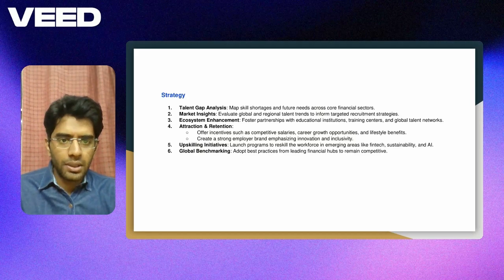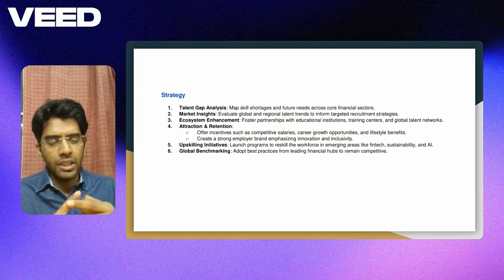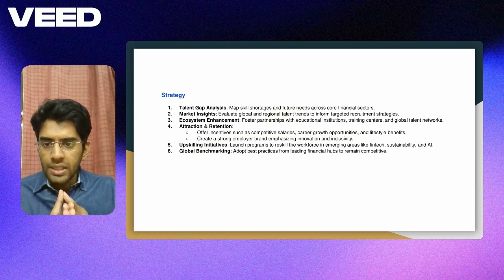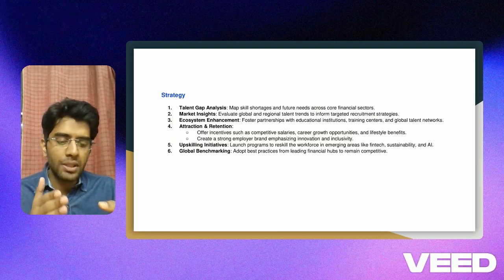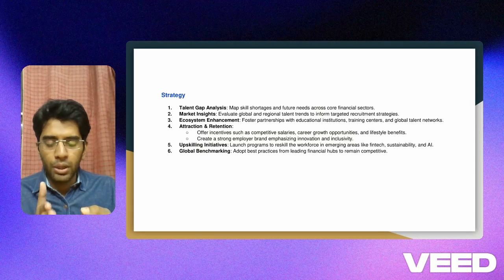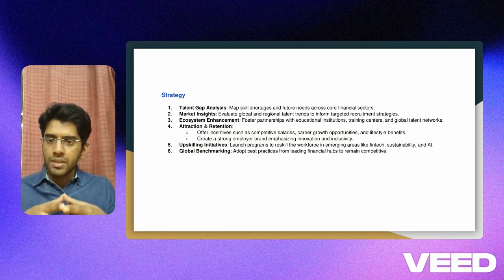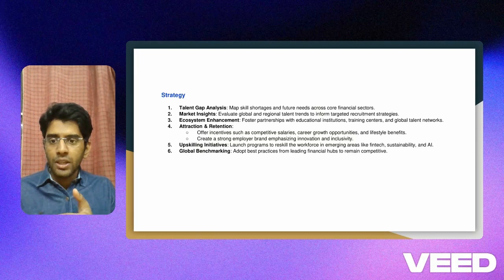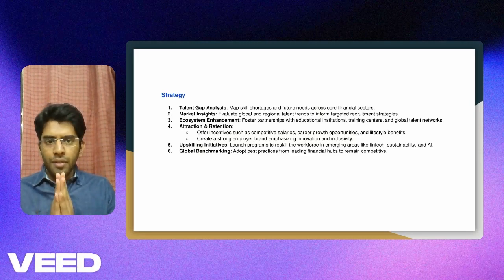The first strategy is mapping skill shortages and future needs across the core financial sector. The first thing we need to do is a very thorough study analysis on what kind of skill shortage we are experiencing. Is it financial experts which we are lacking, or is it computer programmers, or is it quantitative or economic experts? So the idea over here is to do very thorough due diligence skill-based studies where we can identify the actual gaps which we need to fulfill, and based on that we could further improve our strategy. So number one is to do a very diligent skill-based study.